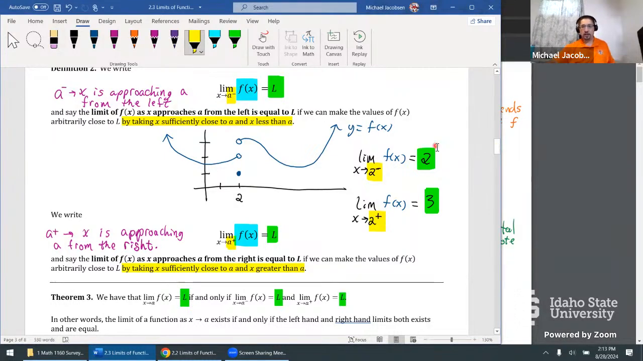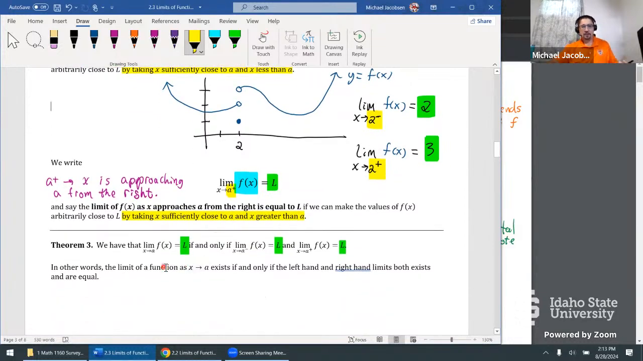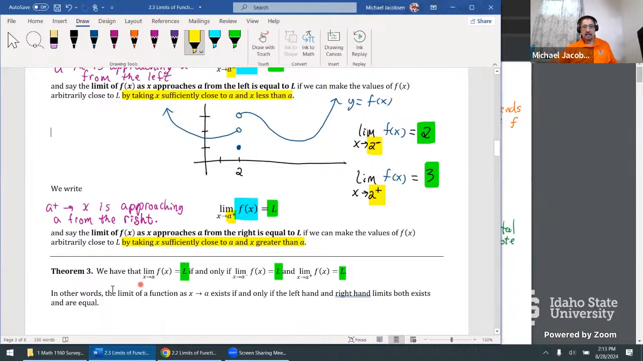Okay, and going on with the earlier comments about all this, we have theorem 3, which tells us if the limit as x tends to a of f of x equals L, that means it really exists. This can occur if and only if the left-hand limit and the right-hand limit both exist and they both agree on the same exact number.